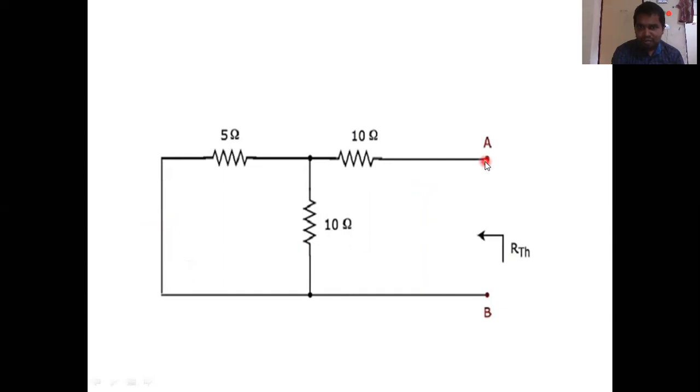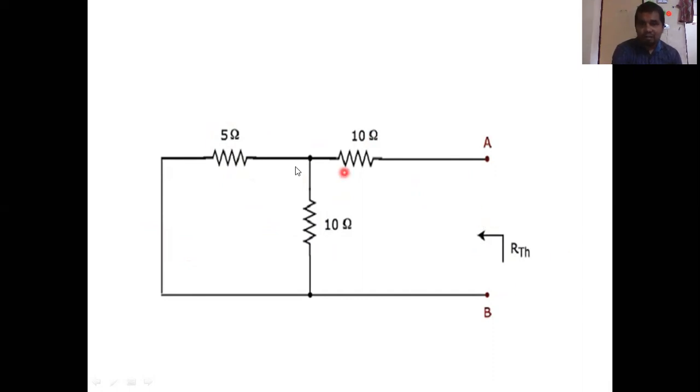Now you need to measure the equivalent resistance between these two terminals. Suppose you assume your current is coming this way. One current will go this way, one current will go this way. That means these two are in parallel. When simplified, these two in parallel means 5 into 10 divided by 5 plus 10. Plus this will come in series. That is your R Thevenin.